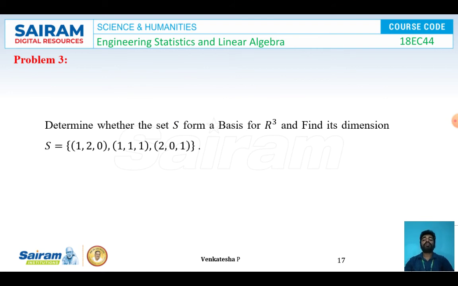Problem number 3. Show that the set S forms a basis for R^3 and find its dimension also. S is given by {(1,2,0), (1,1,1), (2,0,1)}.